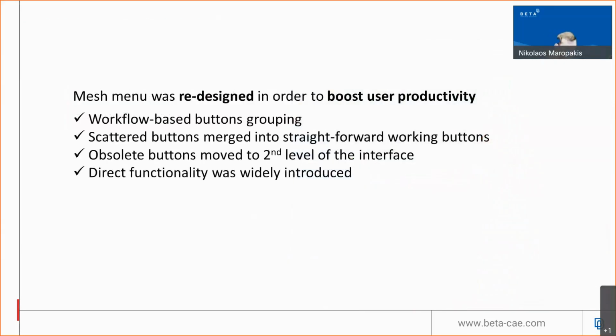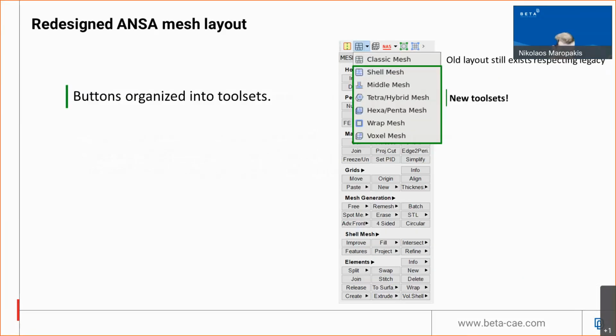Having all these downsides in mind, starting in version 22, the mesh layout was redesigned in order to boost user productivity. Grouping of the various functions was done from the beginning, based on specific workflows. Scattered buttons and functionalities were merged under fewer buttons. Obsolete or rarely used buttons were moved to the second level. And last, but definitely not least, new direct functionality was widely introduced. Let's take a closer look.